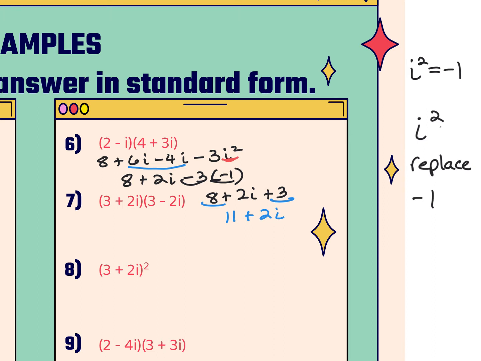All right, let's try number 7. Again, same thing. We're going to FOIL it. But whenever we see an i squared, we're going to replace it with negative 1. So I'm going to FOIL. 3 times 3 is 9. 3 times negative 2 is negative 6i. Inside gives me 6i. And last gives me 4i squared. Now, again, notice the middle here. These are going to cancel. I'm going to replace my i squared with negative 1, and then I'll multiply that, and it becomes positive 4. And then I add that, and my answer is 13.